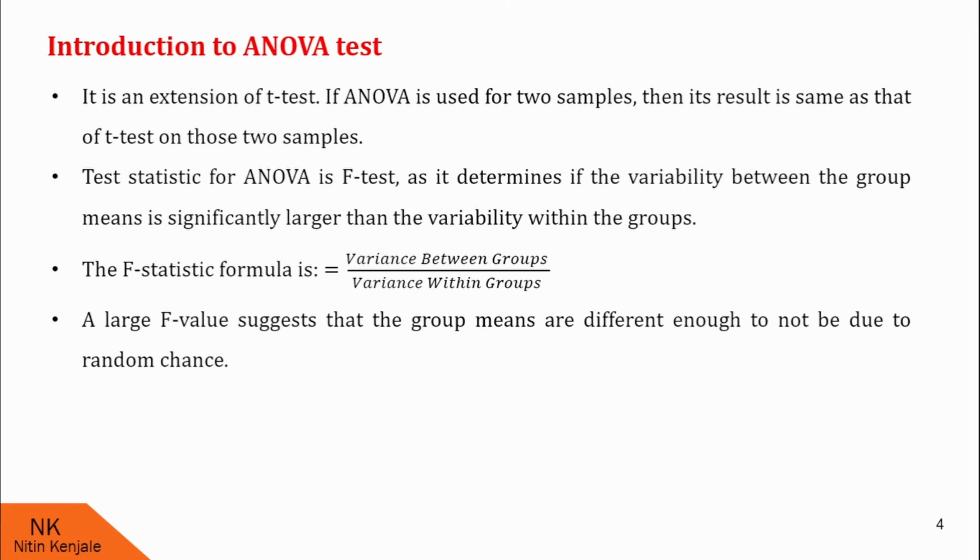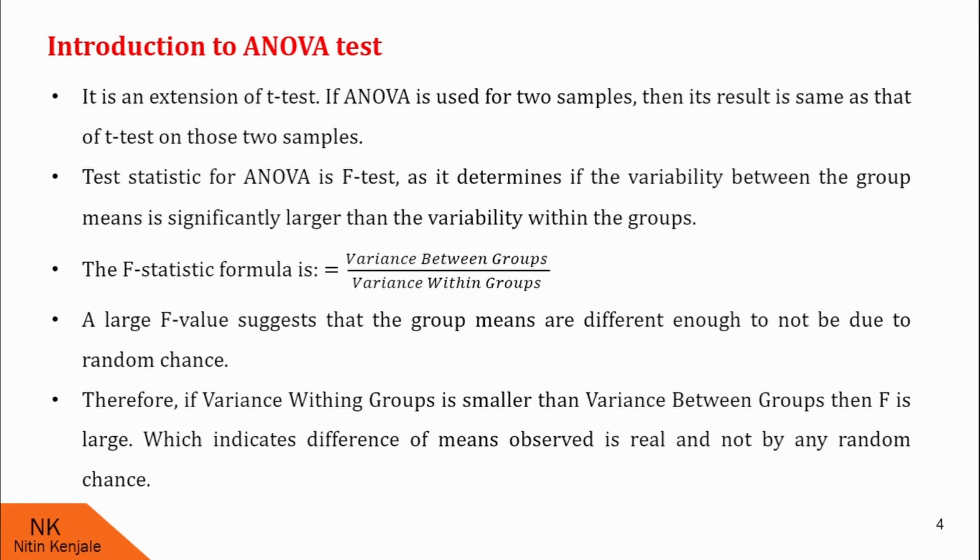A large f value suggests that the group means are different enough to not be due to random chance. Therefore, if variance within groups is smaller than the variance between groups, then f is large, which indicates differences of mean observed is real and not by any random chance.